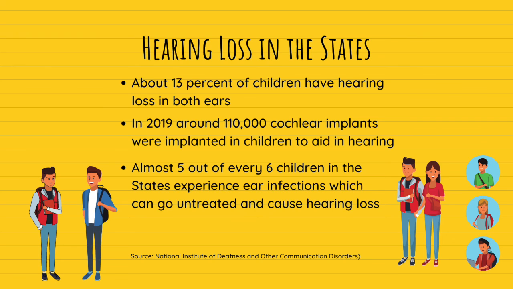About 13% of children have hearing loss in both ears. That number gets lower for children that have hearing loss in only one ear, actually. It's a little less common. In 2019, around 110 cochlear implants were implanted into children to aid in hearing, and almost 5 out of every 6 children in the United States experience some form of ear infection. Sometimes it goes untreated or unnoticed, which could cause some hearing issues or damage to any hearing the child may have.